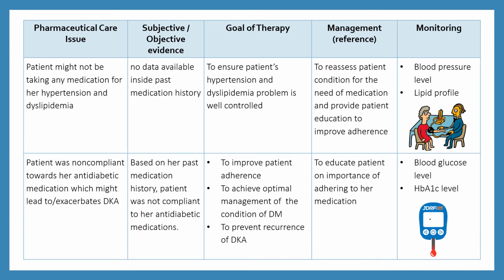The patient might not be taking any medication for her hypertension and dyslipidemia because there is no data available in the past medication history. Hence, we need to reassess the patient's condition for the need of medication and provide patient education to improve adherence. We also should monitor blood pressure level and lipid profile.